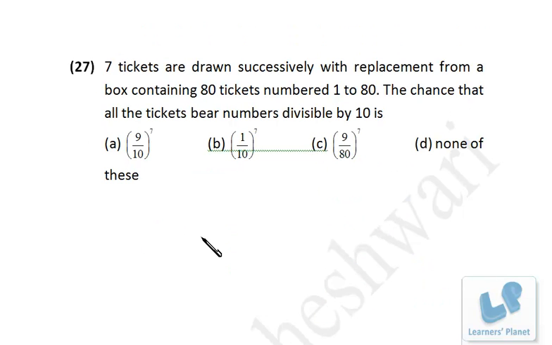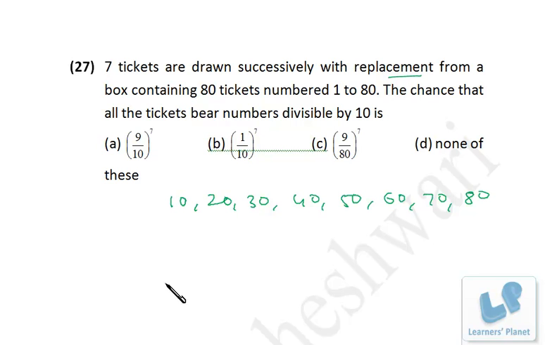Now let's see this question. 7 tickets are drawn successively with replacement from a bag containing 80 tickets numbered 1 to 80. The chance that all the tickets bear a number divisible by 10. Now friends, since 7 tickets are being drawn with replacement, each and every ticket will be drawn from 80 tickets, right? Now the favorable choice is that the number should be divisible by 10. So we have how many choices? It's 10, 20, 30, 40, 50, 60, 70 and 80, right? So for every draw we have 8 choices, right?